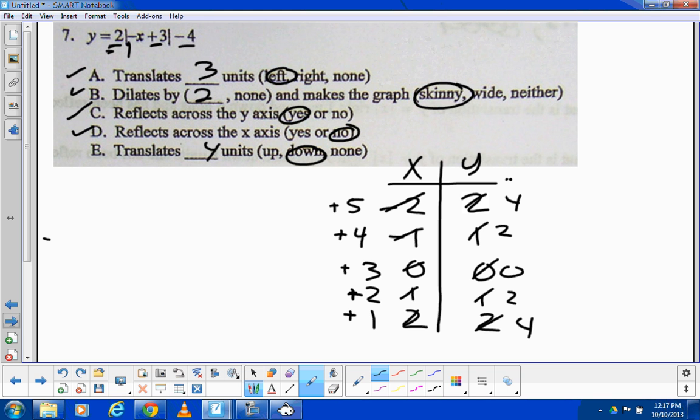All right, translate 4 units down, so I'll take all the y coordinates over here and subtract 4. 4 minus 4, 0. 2 minus 4 is negative 2. 0 minus 4 is negative 4. 2 minus 4 is negative 2. 4 minus 4 is 0. Okay, that graph should be fairly simple there.